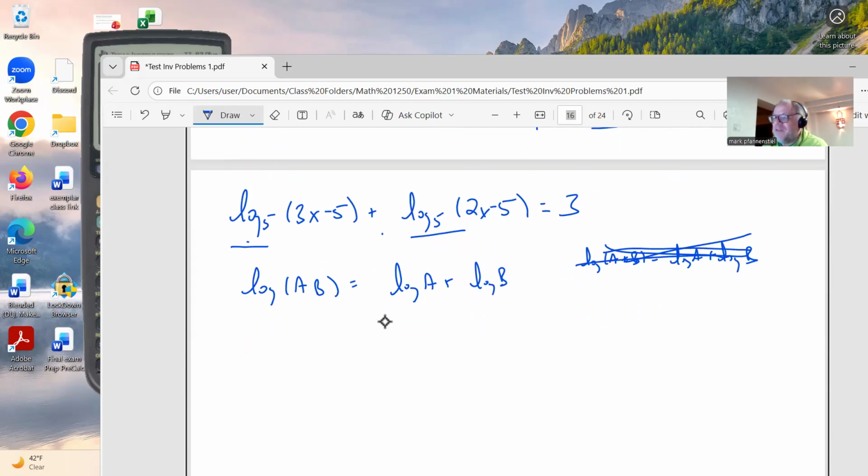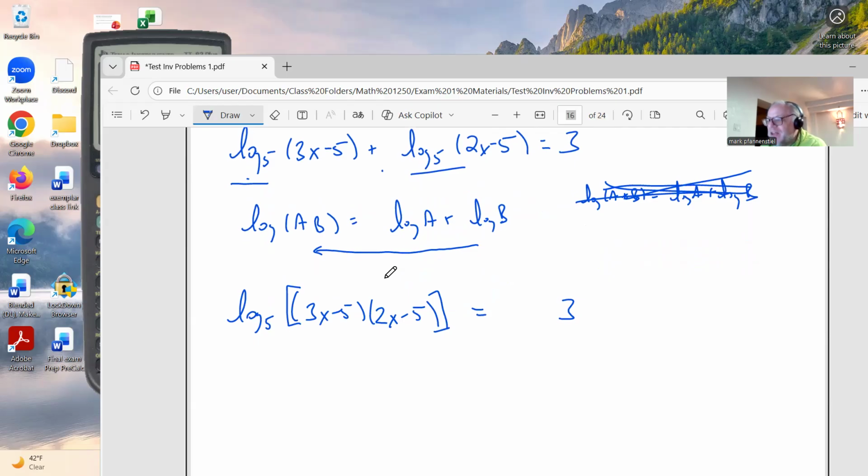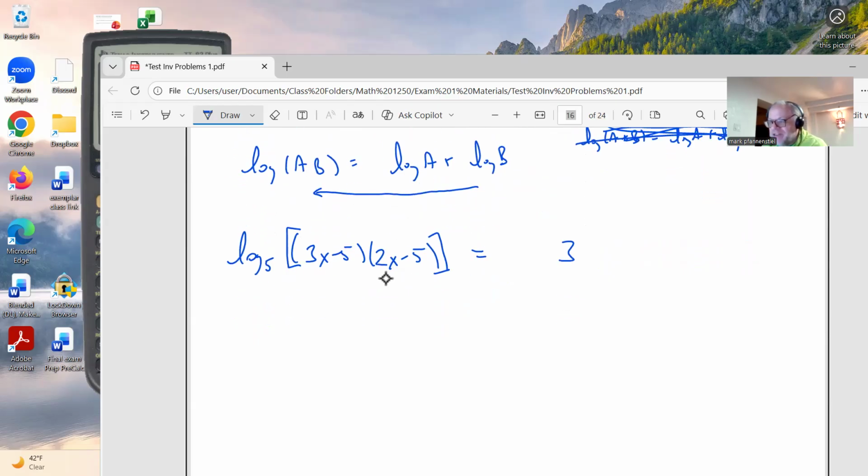Okay. So what we're going to do is use this little identity here backwards. What that's going to do is say that we have log base 5 of (3x minus 5) times (2x minus 5), and that's equal to 3. I like to put little brackets around this to keep everything in its own boxes. And there we go. So what we have to do next is distribute this stuff.